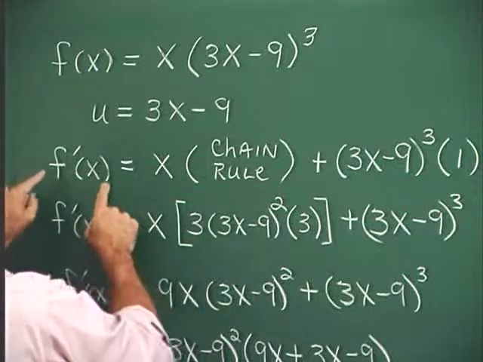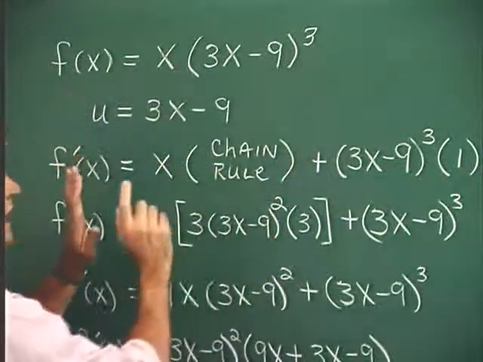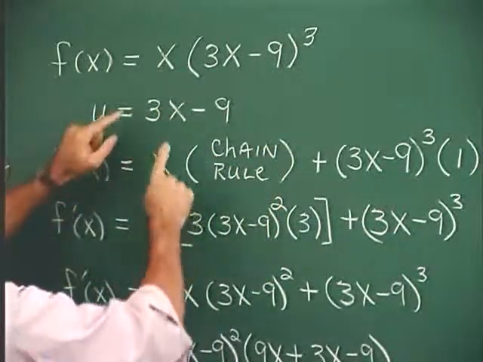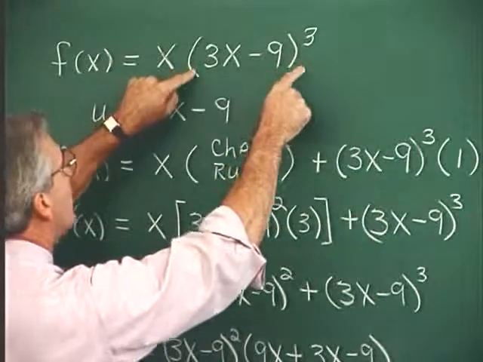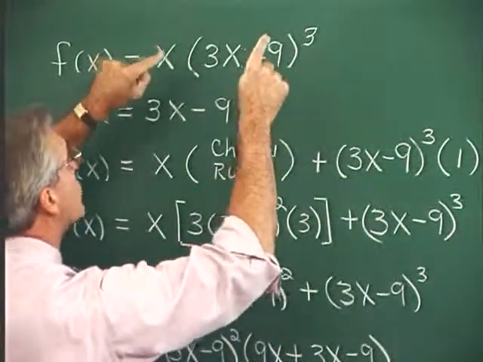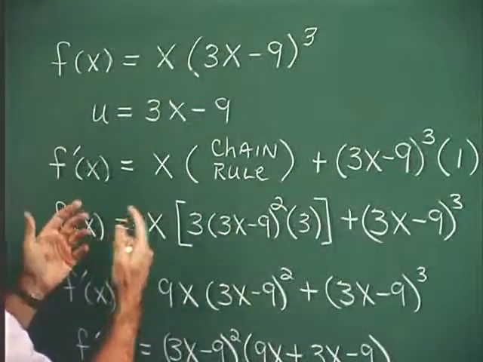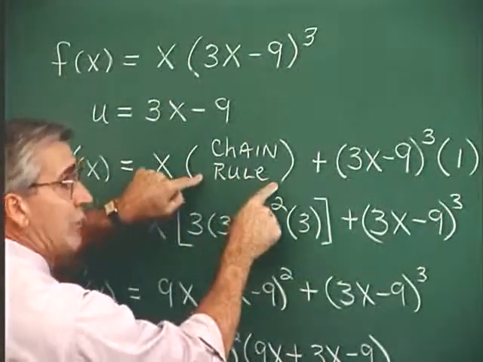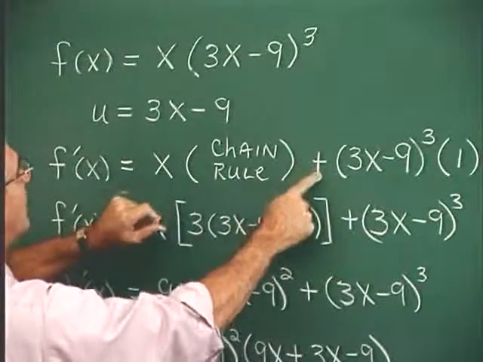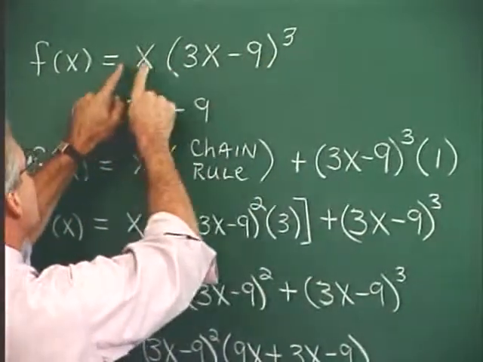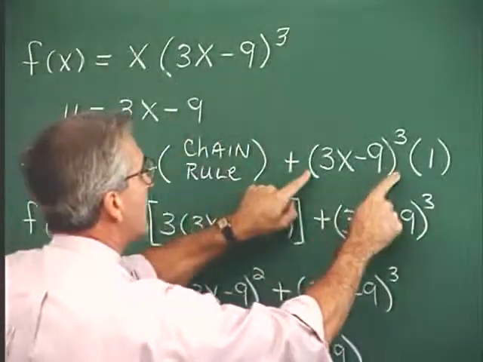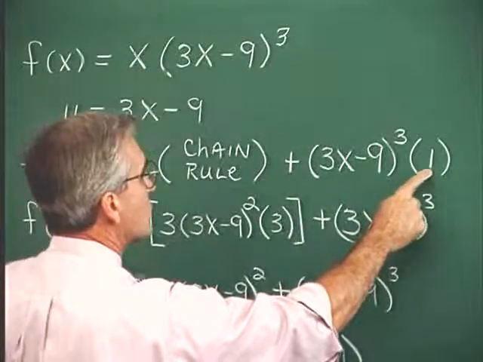But the derivative now of the function, we're thinking in terms of using the product rule, so it's x times the derivative of this. And in taking the derivative of this part, we're using the chain rule. So I've written in here, for emphasis, x times, use the chain rule here, and then plus, it's this other factor times the derivative of x. So it's 3x minus 9 cubed, the derivative of x is 1.